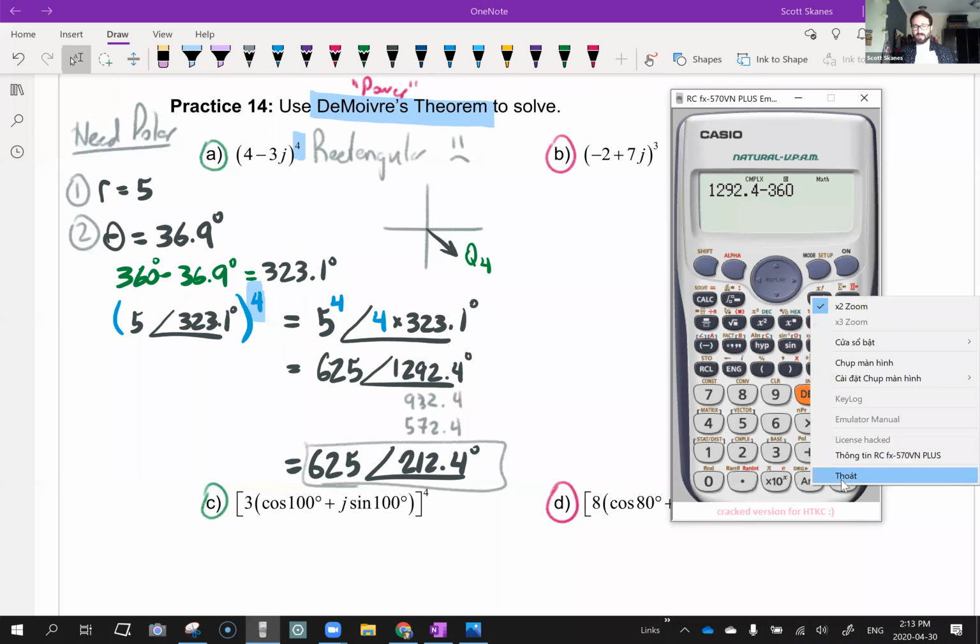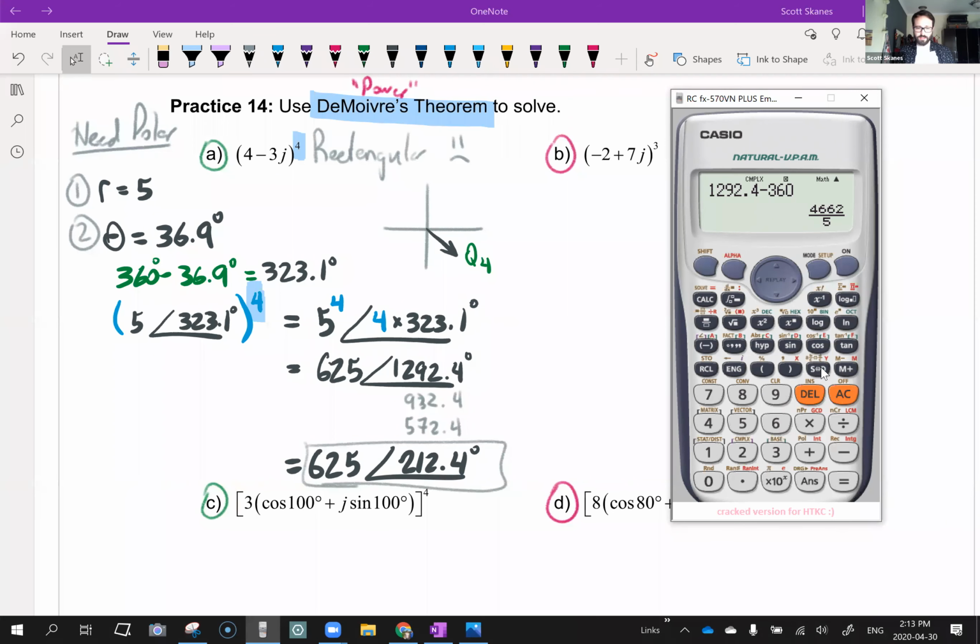I'm just trying to save you some time, okay? So the answer that you get is 932.4, which I already said. Of course, we're going to subtract 360. Don't type the number in again. Just press the subtract button. It'll keep the previous answer. Press equals. We get 592.4.